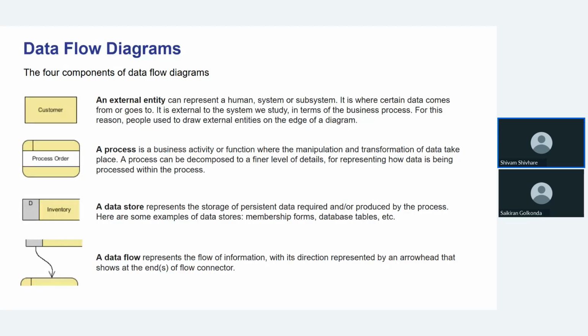Then the data flow, the arrow mark, represents the flow of information. So these are the 4 components in the data flow diagram.